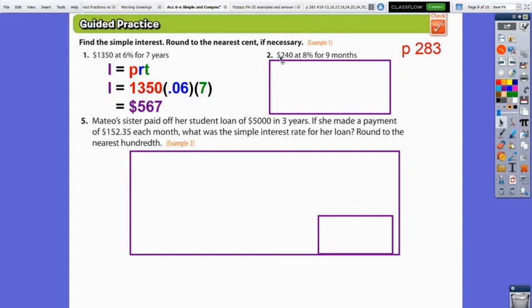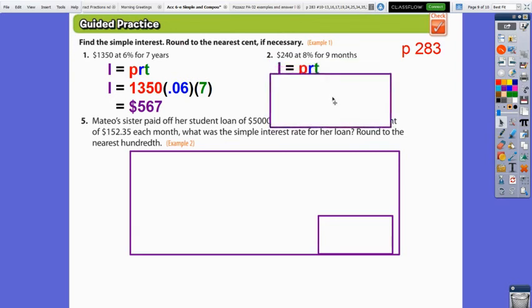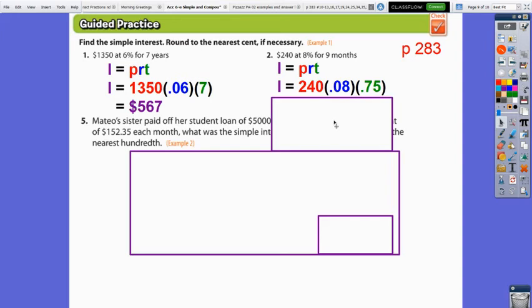Number 2, $240 at 8% for 9 months. How many years is 9 months? What are you going to put in for T? So 240 is the principal, 0.08 is the rate, and T, 9 months, is 0.75 years. 9 divided by 12, and use decimals always because you're going to put all this in the calculator. So 9 divided by 12 is 0.75. 9 months is 3/4 of a year.